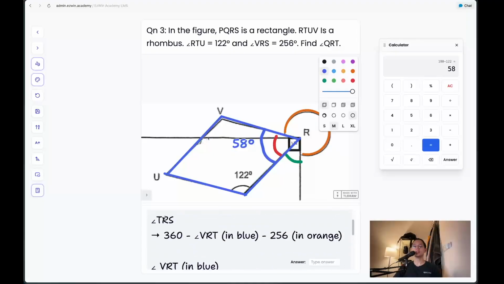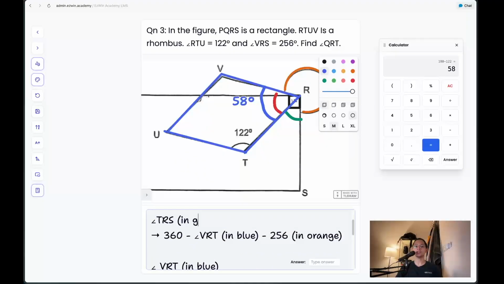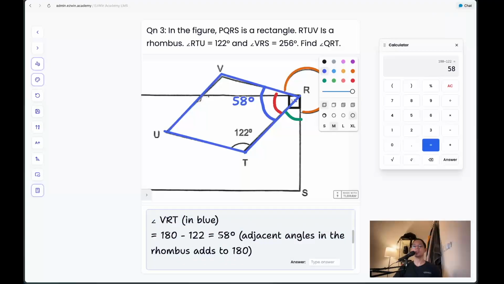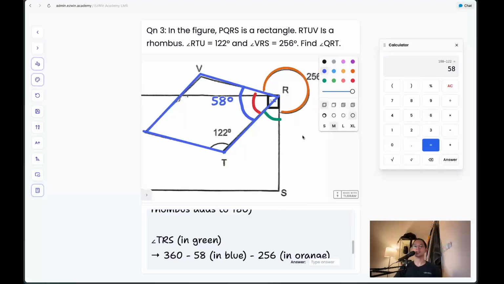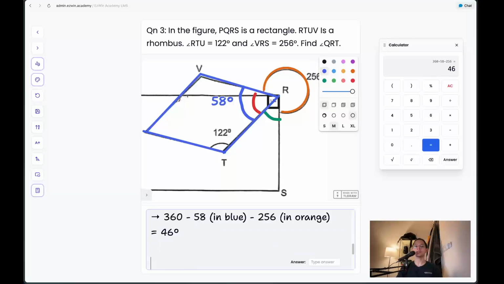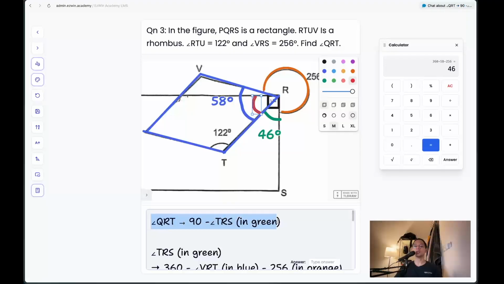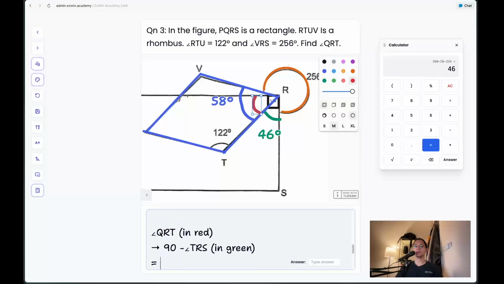Then we can get TRS, which is in green. So TRS over here will be equal to 360 minus 58 minus 256, which is in orange. And this will give us 46 degrees. Now we know that the angle TRS is 46 degrees. Then we can find our angle QRT, which is in red, and is equal to 90 minus 46 degrees. And this will give us 44 degrees, which is the answer.